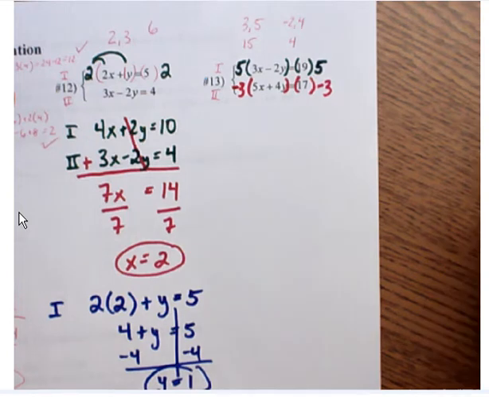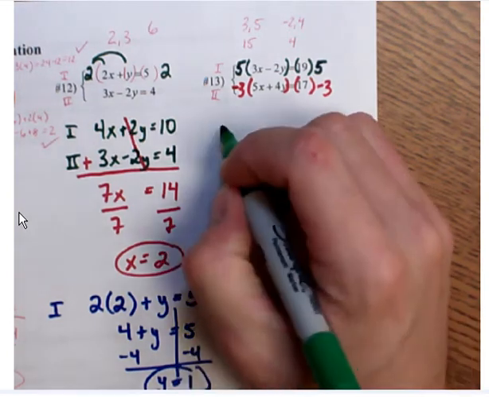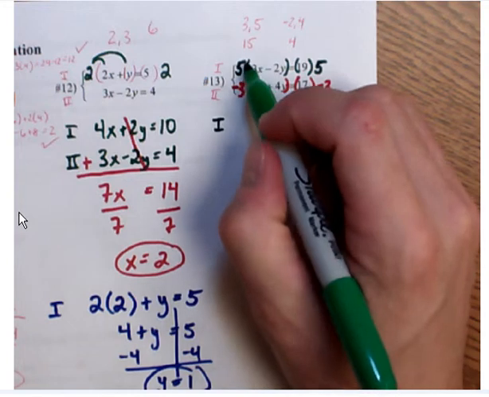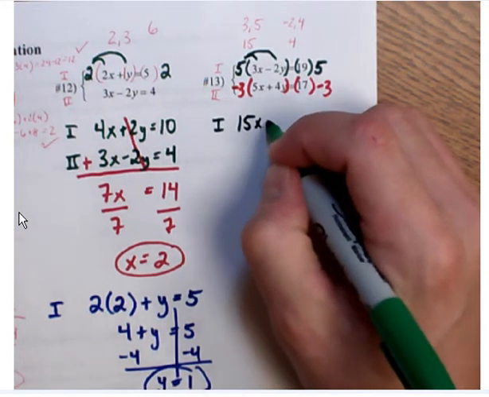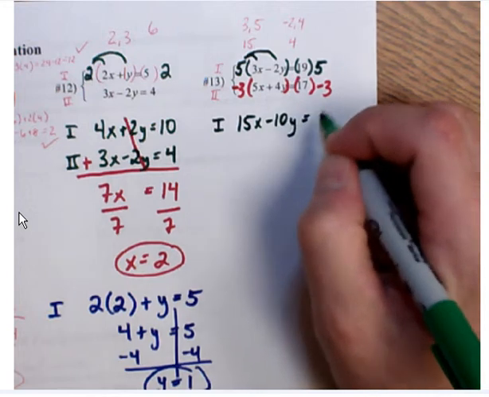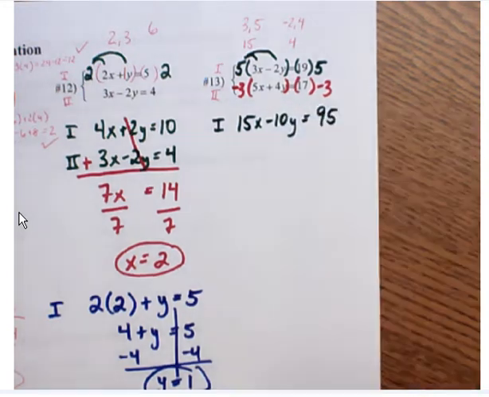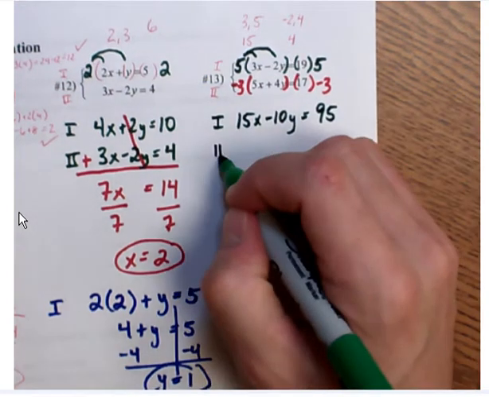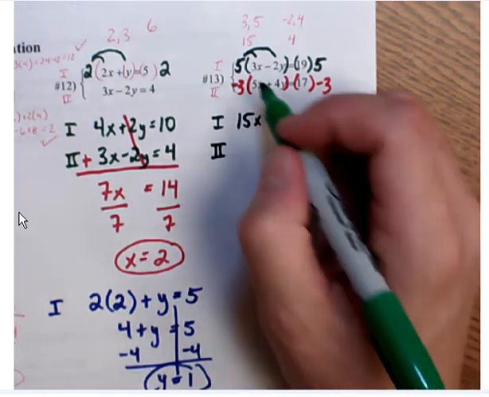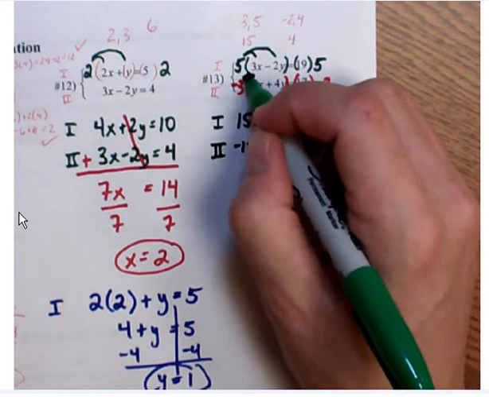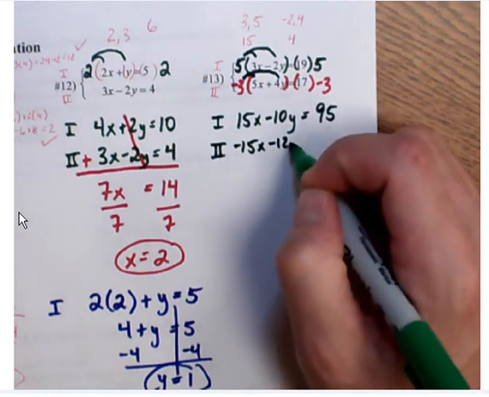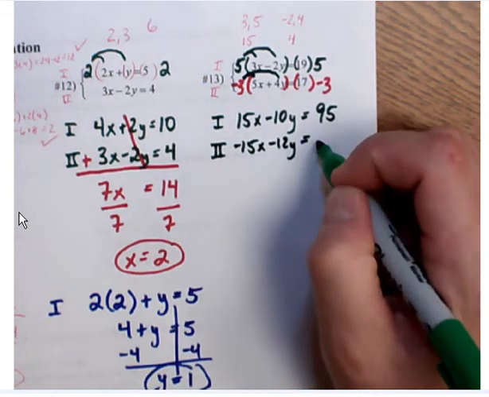So let's write down what we get here. Equation 1, I'm going to distribute the 5. It becomes 15x minus 10y equals 95. And then equation 2 becomes negative 15x, that's what I want, negative 12y equals negative 51.